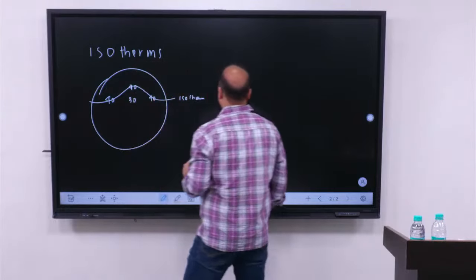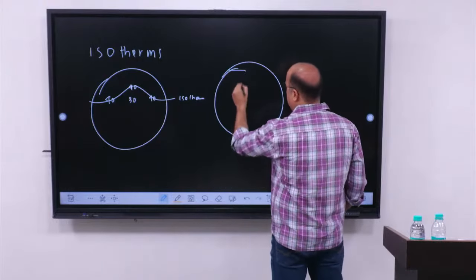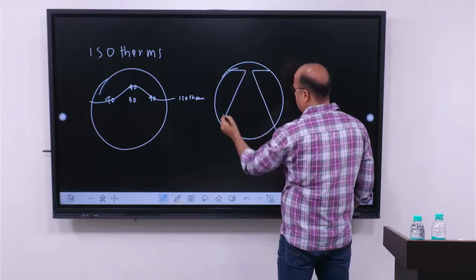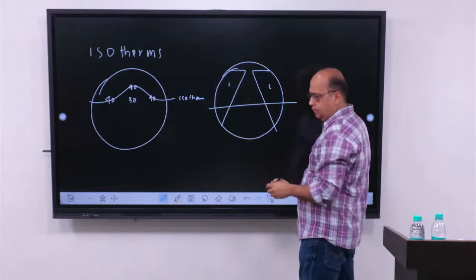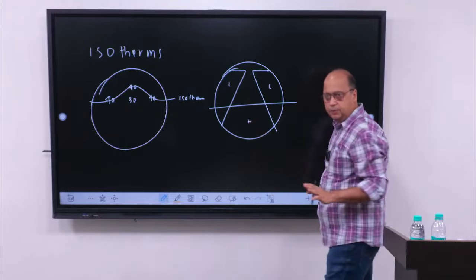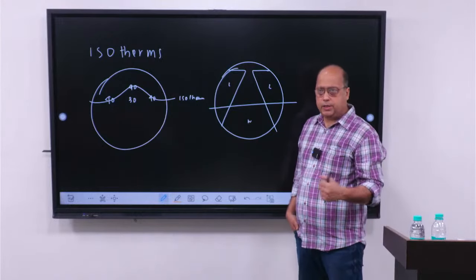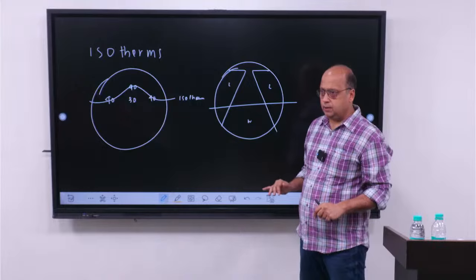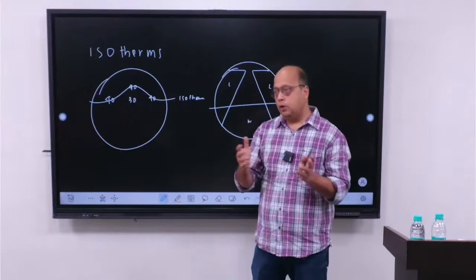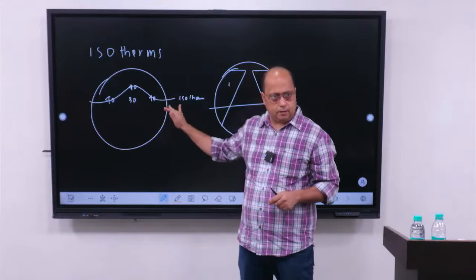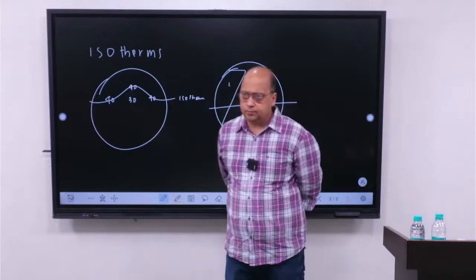Now the distribution of land and water is like this. Land dominates more in the northern hemisphere. Water dominates more in the southern hemisphere. Normally isotherms run parallel to latitudes. Why? What is latitude?